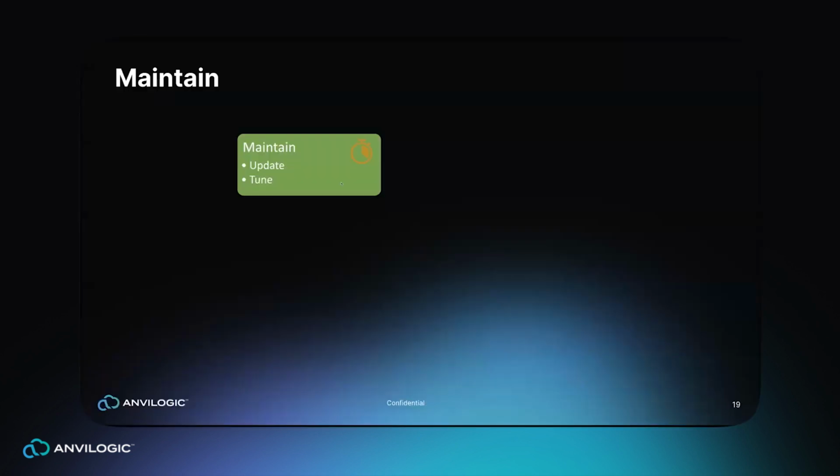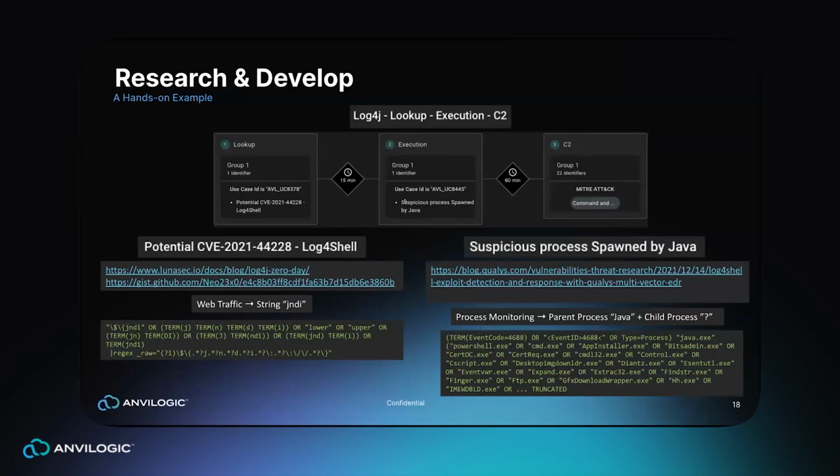Now, to go back to this example, does every time somebody tried to hit my external interface and probe for this vulnerability mean that I was compromised? Spoiler, no, it doesn't. Does anytime some suspicious process spawned by Java mean that I've been compromised? No. But seeing both of those things together within 15 minutes and then seeing some sort of command and control within 60 minutes, now you have a very high degree of confidence that you have been compromised.